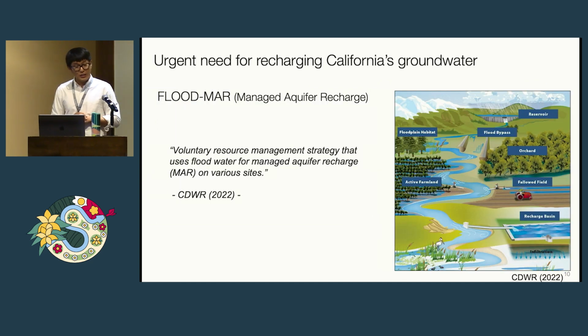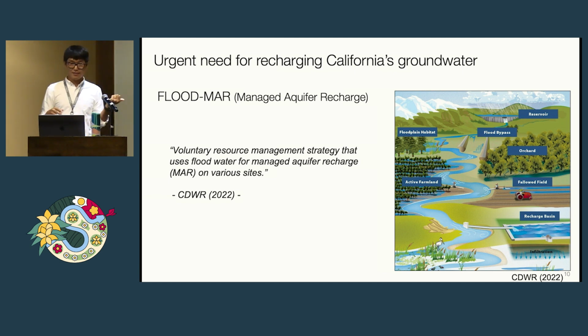And so there's an urgent need for recharging California's groundwater, and what's called flood-managed aquifer recharge. It's one of the promising techniques the community is planning to implement quickly. And the idea is pretty simple. Whenever you have a surplus of water, and your reservoir is filled with lots of water, in such a case, you can divert that water and basically flood whatever available lands.